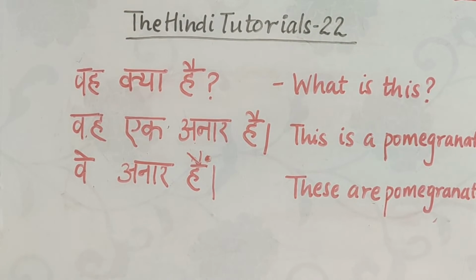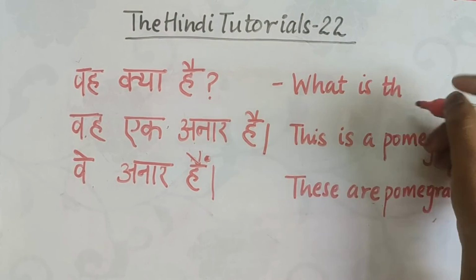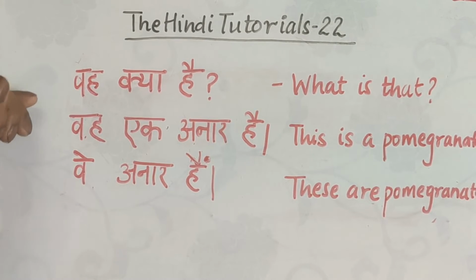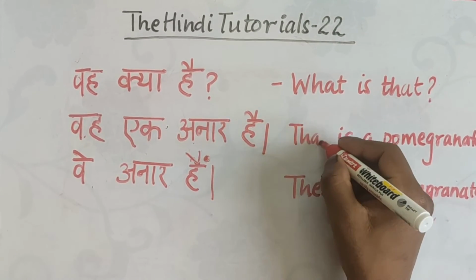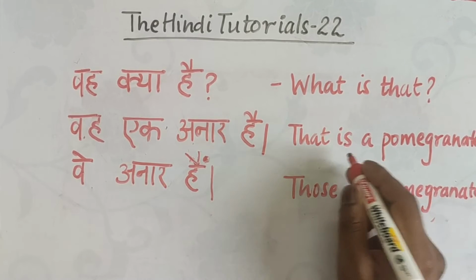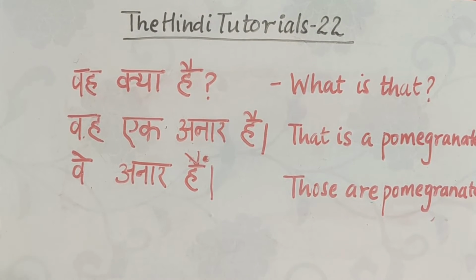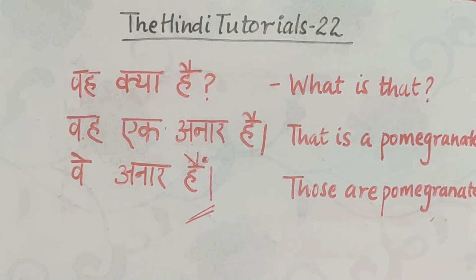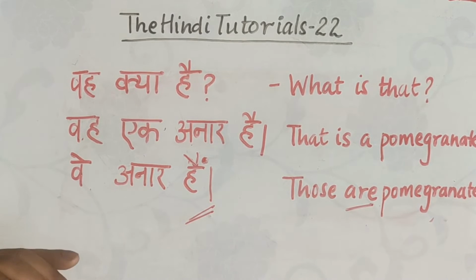Now here we have 3 more sentences where the first one says वह क्या है, or you can say वो क्या है. वो क्या है? What is that? ठीक है? वो एक अनार है. That is a pomegranate. The next one says वे अनार हैं. Again, हैं for plural. हैं means are. So वे अनार हैं. Those are pomegranates. Easy. आसान है.